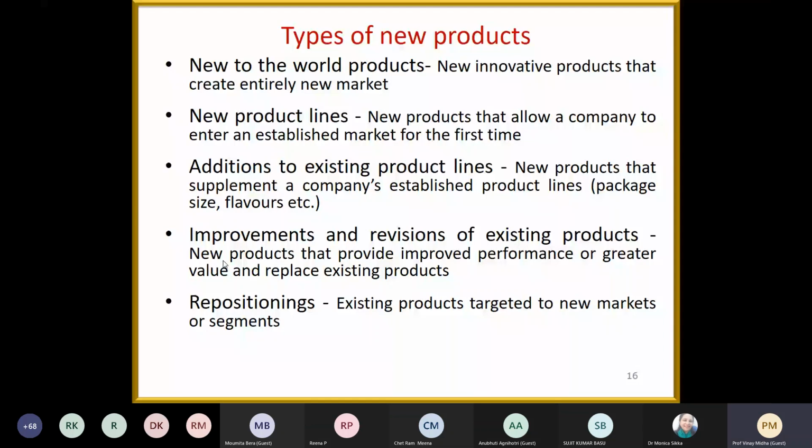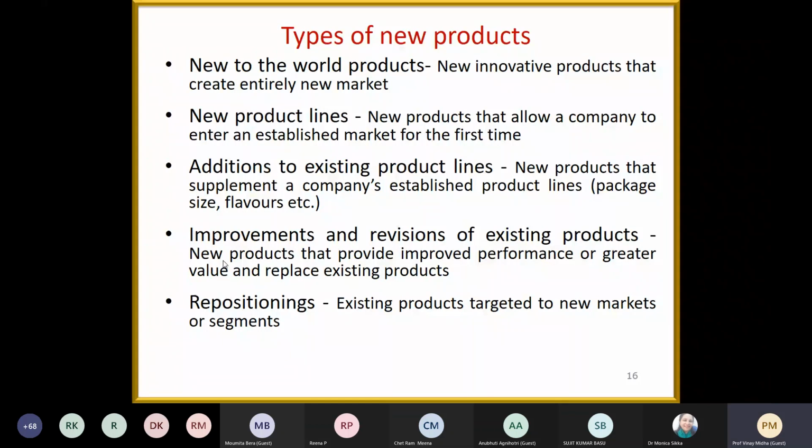Then you can make certain additions to your existing product lines. These are new products that supplement a company's established product line. Already you are making certain products. Now you can extend those lines by adding certain other features or flavors into those products, adding a different size of those products.